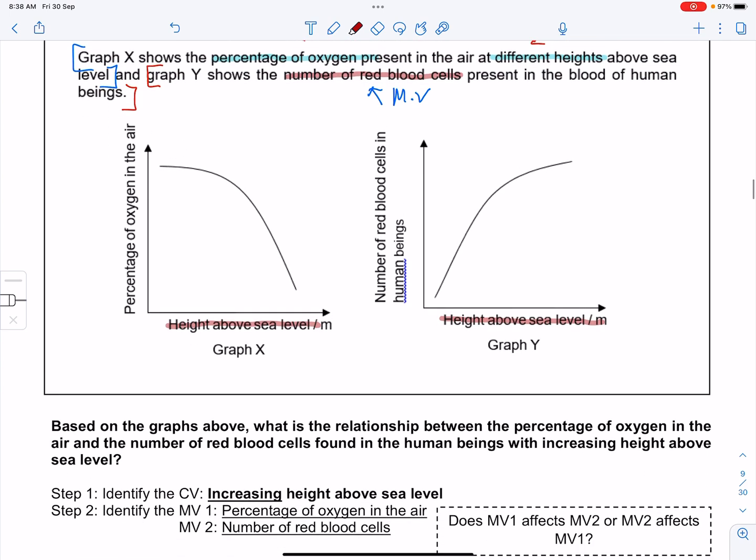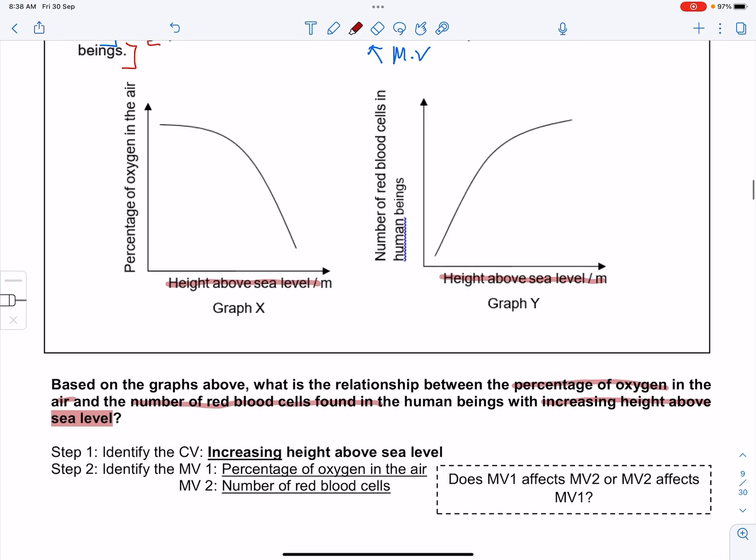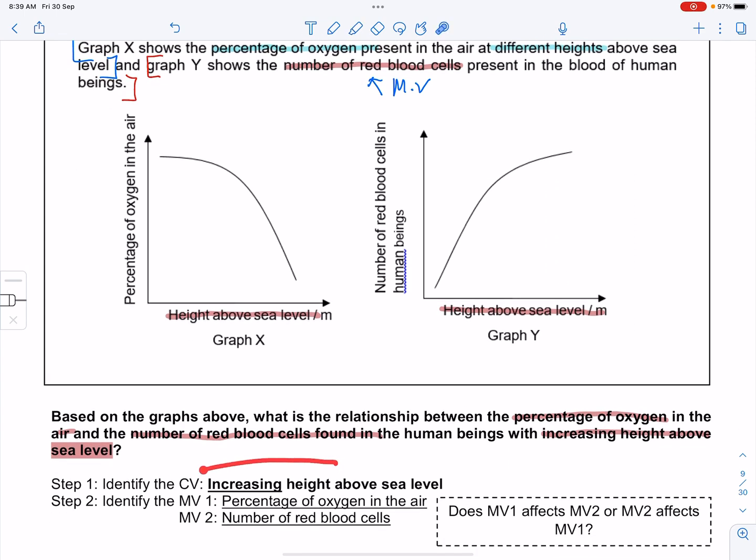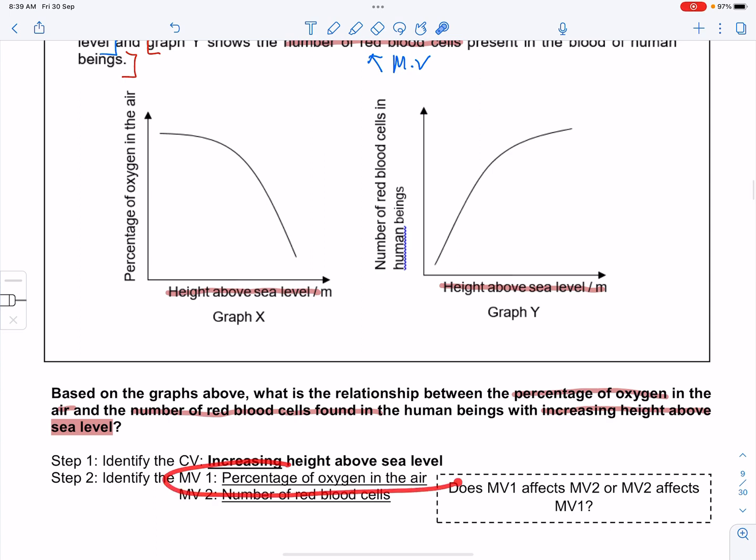Now, then after that, they asked you, based on the graph above, what is the relationship between percentage of oxygen in the air and number of red blood cells found in human beings with increasing height above sea level? So the first thing you need to do is to identify the CV, which we already did, right? Which is height above sea level. The second thing is to look at the different measured variable, which we also did.